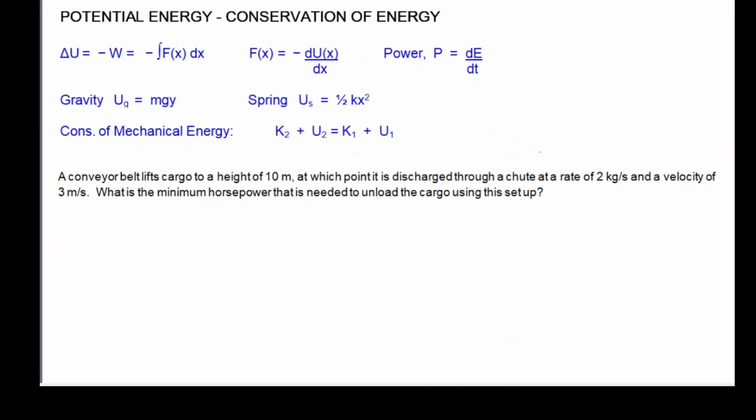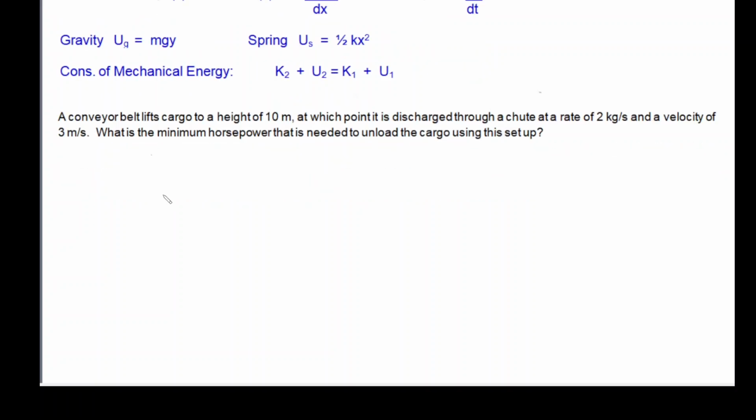Okay, so once again we're going to diagram this problem. We have a conveyor belt going up to a height of 10 meters, and it's discharging cargo through a chute at 2 kilograms per second and a velocity of 3 meters per second. So we want to know what the horsepower is needed.